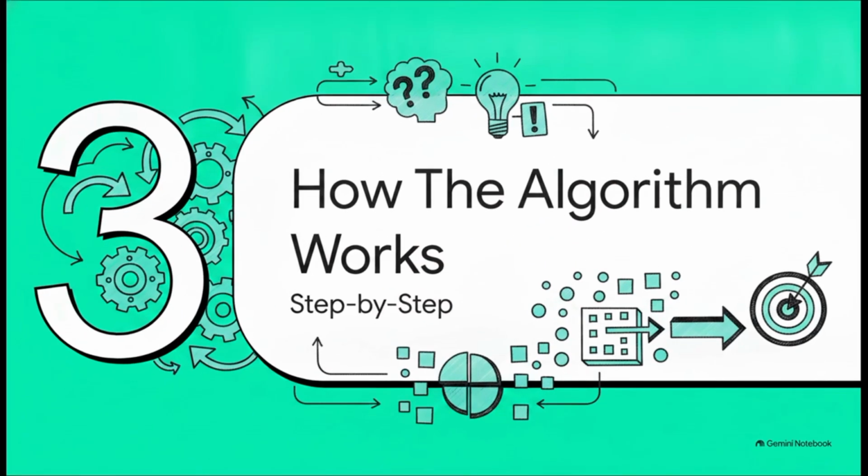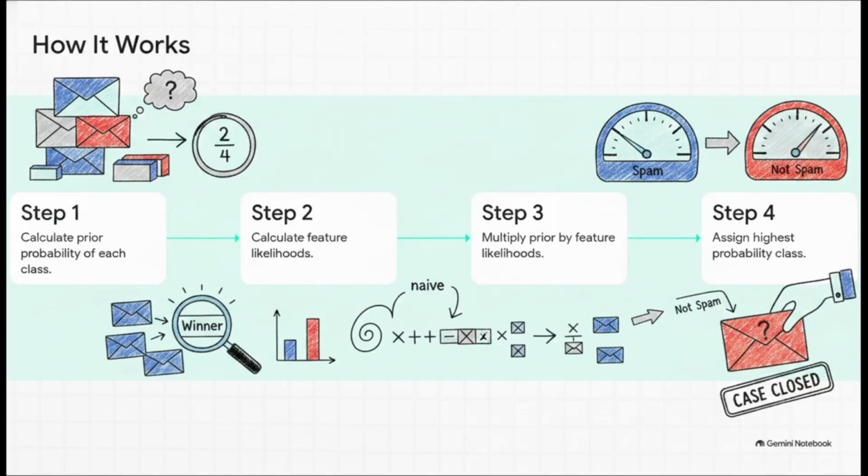All right, section 3, how the algorithm works. It all happens in 4 really simple steps. Step 1, the algorithm calculates the prior probability of each class from your past training data. It's essentially asking, historically, what percentage of all my emails are spam? Step 2, it calculates the feature likelihoods. How often does the word winner show up in those spam emails?